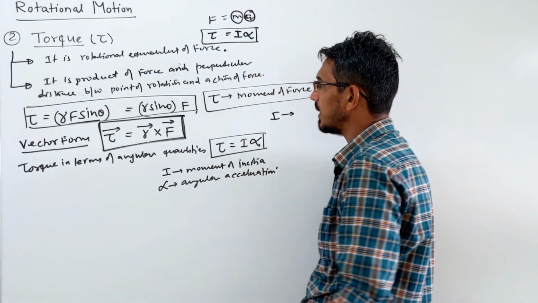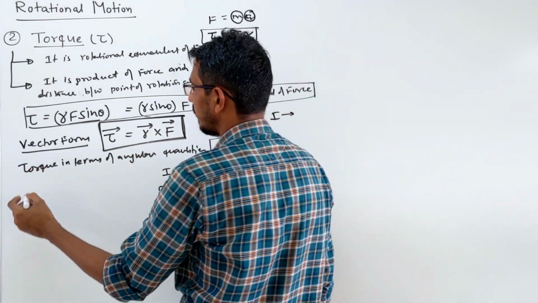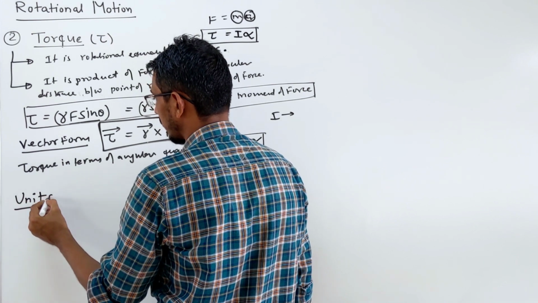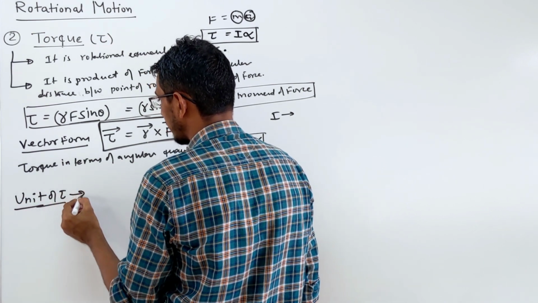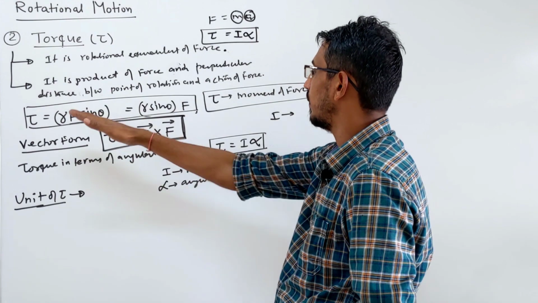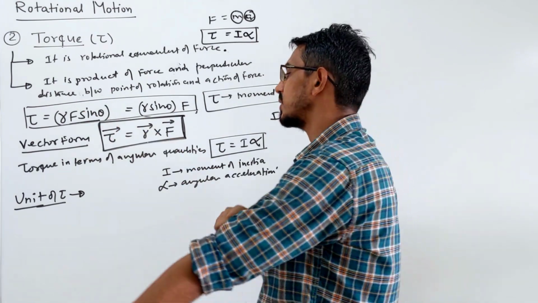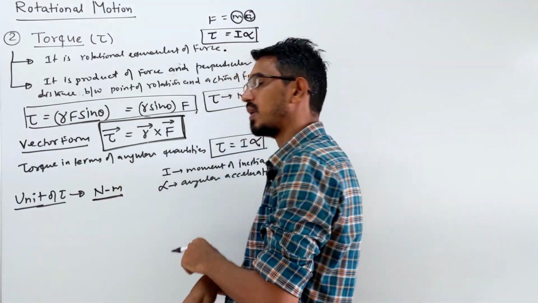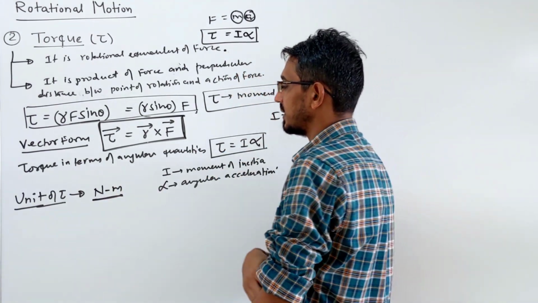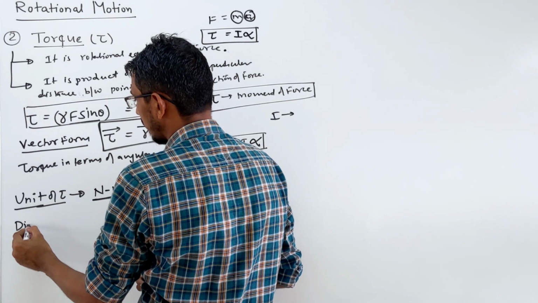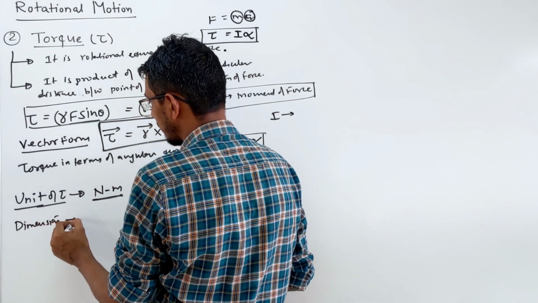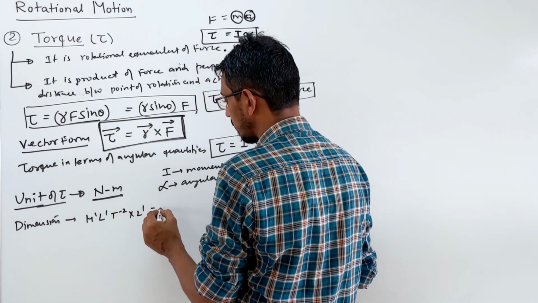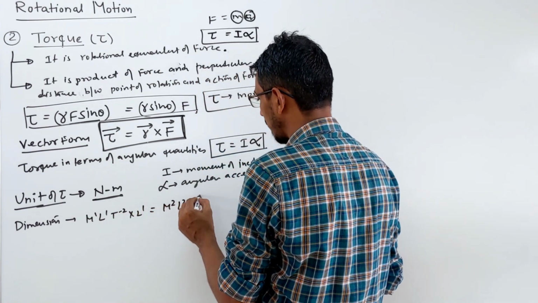Okay, then let's talk about other general knowledge about this. Let's talk about units. What is the unit of torque? Look here, it is force into distance, so it should be Newton meter. General unit, right? Newton meter. Then what is the dimension of this? Dimension means force into distance. Force is M power 1, L power 1, T power minus 2, into distance L power 1. So it becomes M power 1, L power 2, T power minus 2.